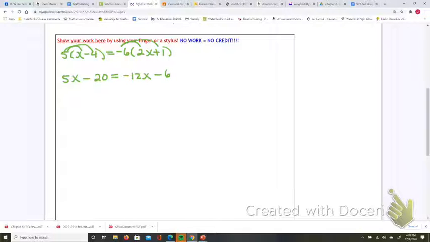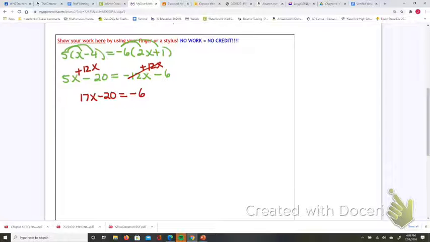Now, do you notice now the problem looks exactly like number 1 and number 2? So if you look, notice we have 5x's on the left and we have negative 12x's on the right. We always want to take the one on the right and move it over. So that's minus 12x. The inverse of minus is plus, so we're going to plus 12x plus 12x. 5x plus 12x is 17x minus 20 equals negative 12x plus 12x is 0, so we cross it out, negative 6.